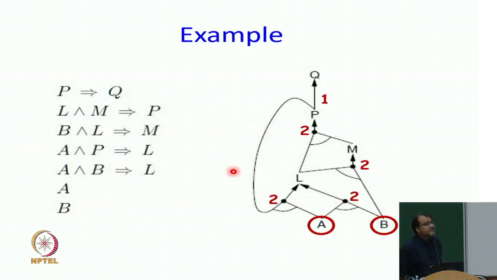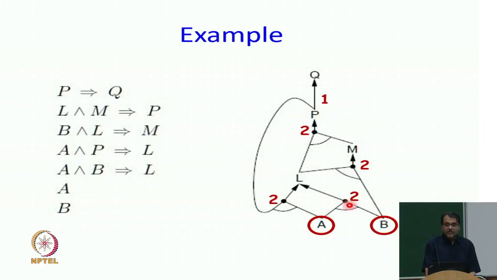So suppose these are the things I know in my knowledge base. P implies Q, L and M implies P, B and L implies M, A and P implies L, A and B implies L, A is true, B is true. And now I ask the question, is Q true? So what I can do is convert this particular knowledge base into a graph.